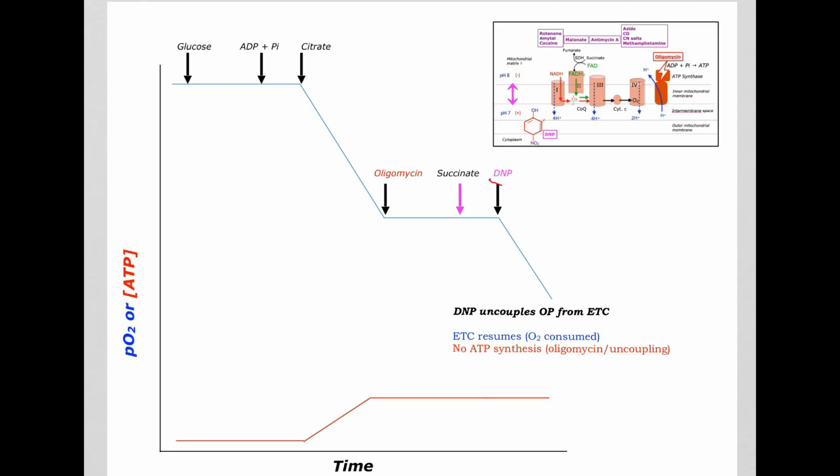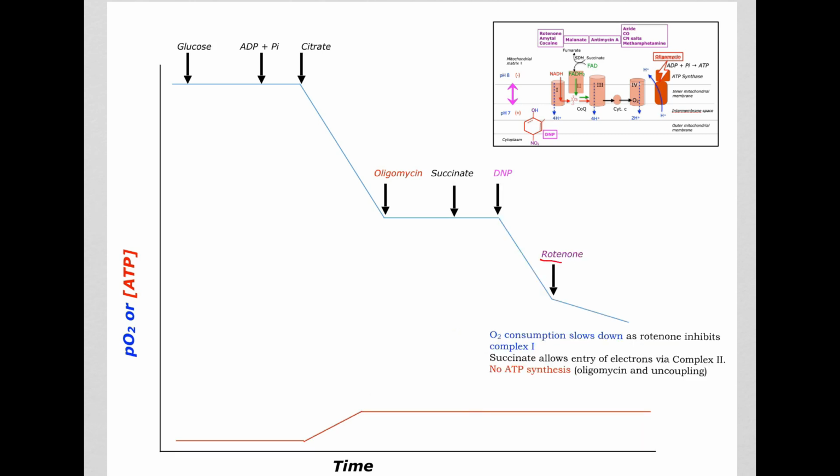However, now if you add an uncoupler such as dinitrophenol, we see the oxidative phosphorylation being uncoupled from the ETC. So this will cause the electron transport chain to occur; electron transfer will occur. However, ATP synthesis is still stopped. Now that's because not only of oligomycin, but also because of the uncoupling.